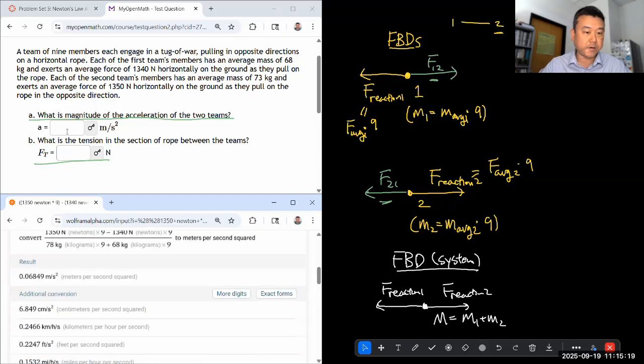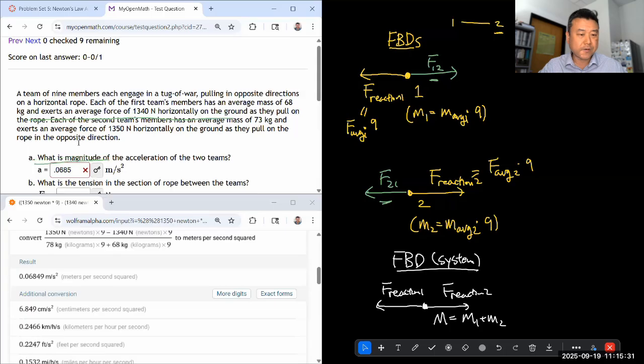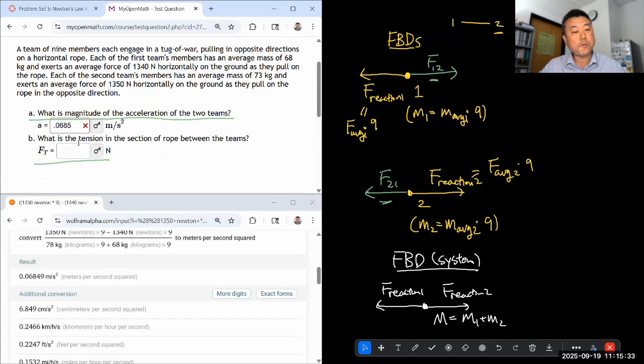0.0685 meter per second squared. So, 0.0685. I recommend always keeping three significant figures. I think you could have rounded this to 2 and maybe it would have worked, but three significant figures. Now, why does it say it's wrong?